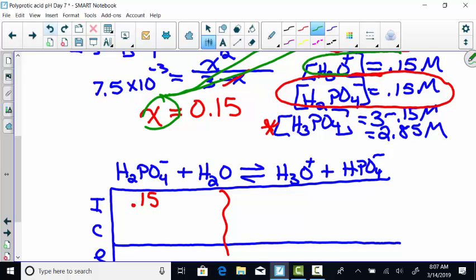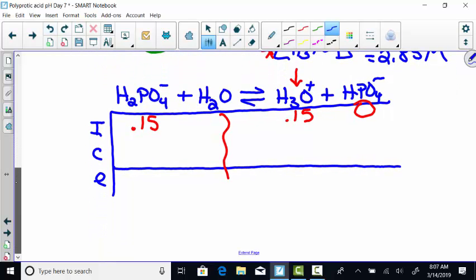H3O plus also had an initial concentration, and that was also 0.15 molar. So that's something new. Because this is a second ionization, there is now an initial concentration. We are already starting with some of this. Now, we don't have any of the HPO4 yet. Now that we have that data, this just becomes a straight ice chart again.